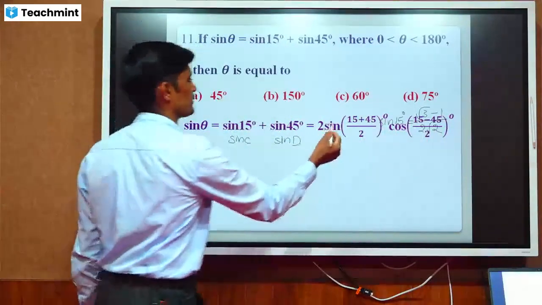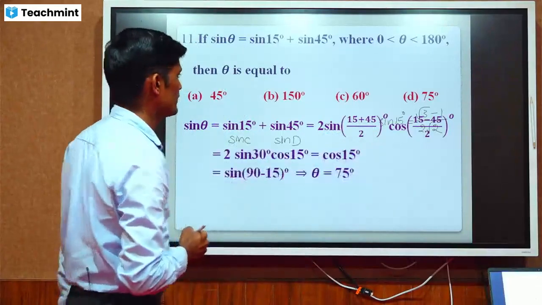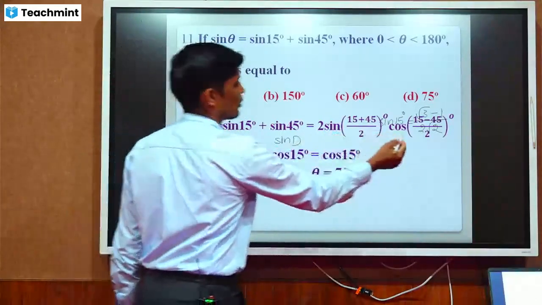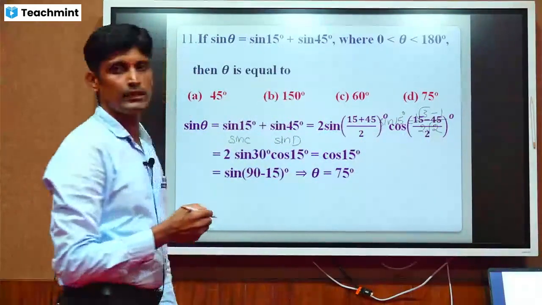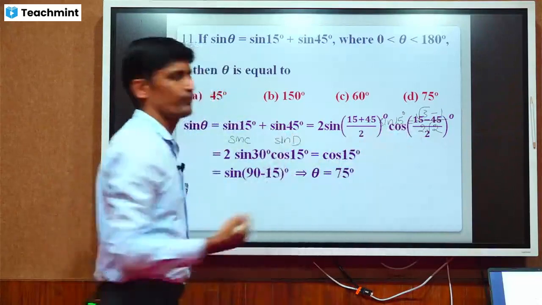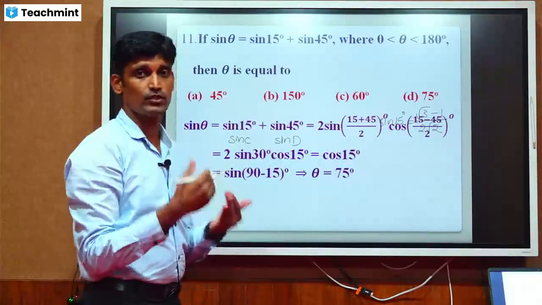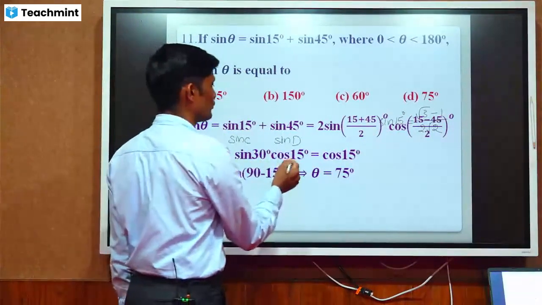Okay, you will get the sin of 15 plus 45, that is 60 by 2, that is equal to sin 30 degree, and cos of 15 minus 45, that is minus 30 by 2, minus 15. Cos of minus 15 degree is equal to cos 15 degree, since cos of minus theta is equal to cos theta. So 2 sin 30 degree into cos 15 degree.